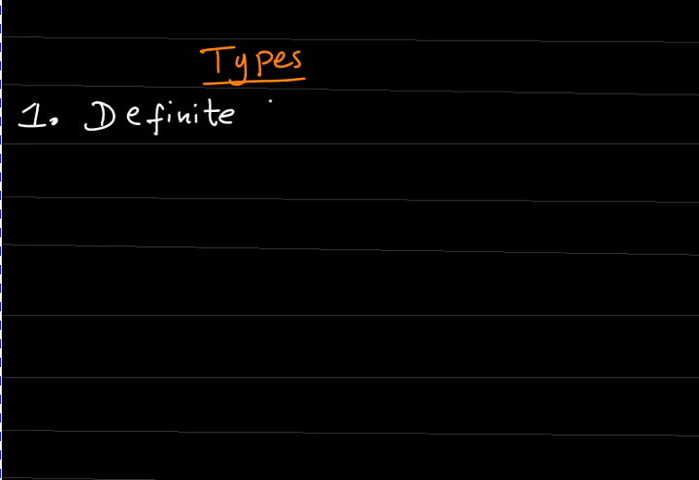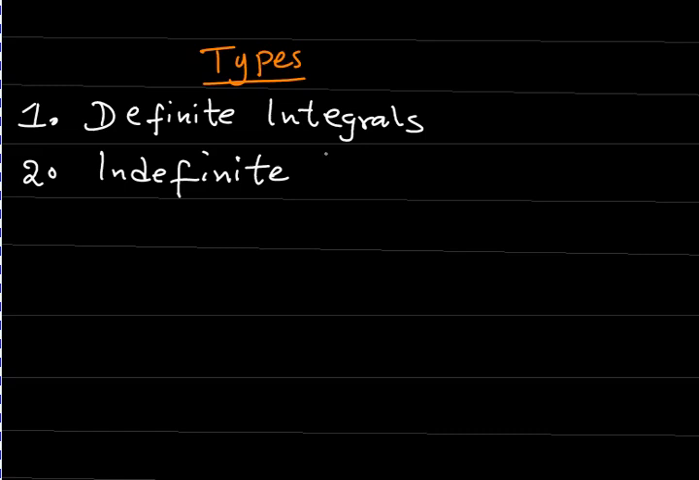So let's look at the different types of integration. Two different types of integration. Number one is the definite integral. Then number two is the indefinite integral. So what is the difference between these two?